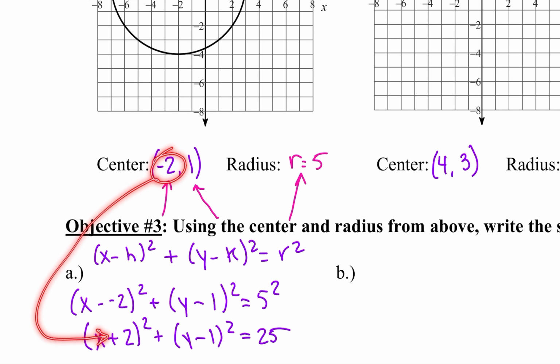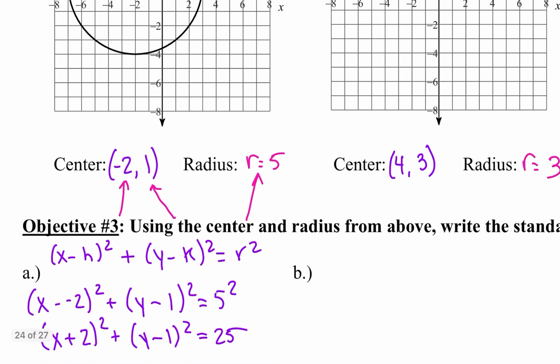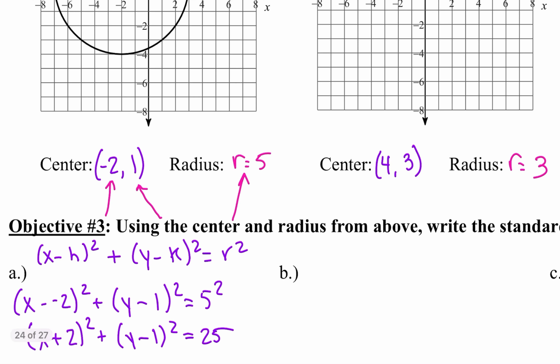So really, you could see from the beginning, since this was -2, you're just instantly going to put a positive 2 there. Since this is +1, you're instantly going to put a -1 there, and then just square this number. You're welcome to work it out and do it like I did in all the steps, or you can just quickly jump to your answer, whatever makes more sense to you.